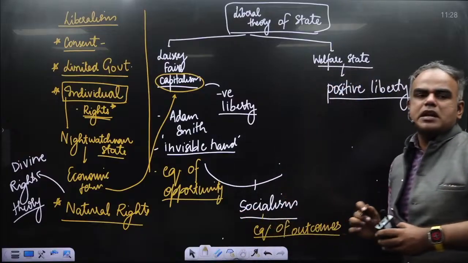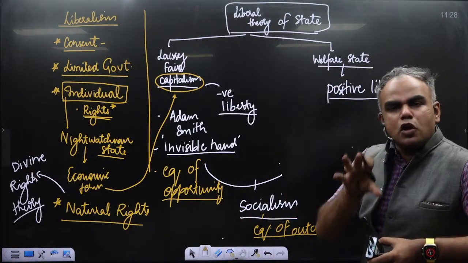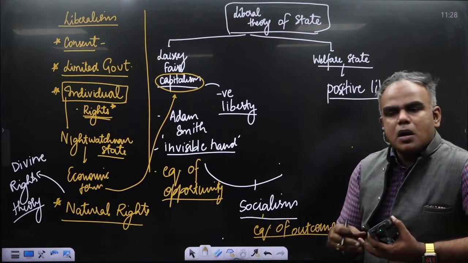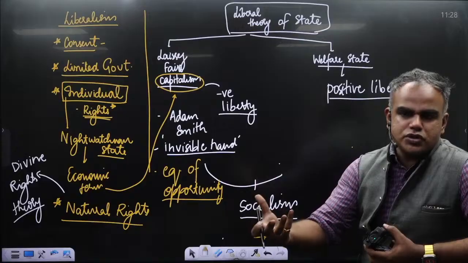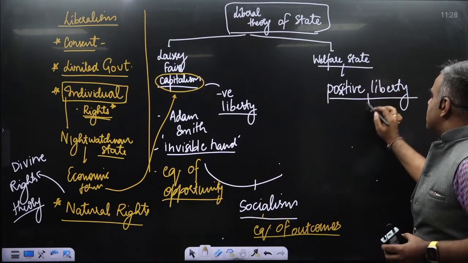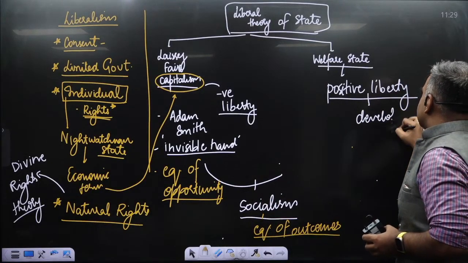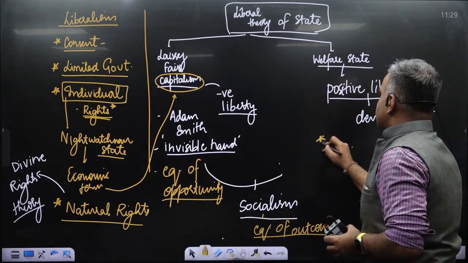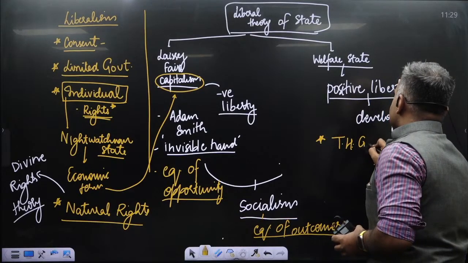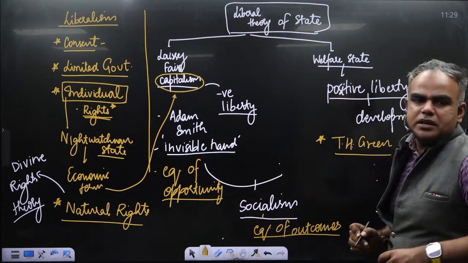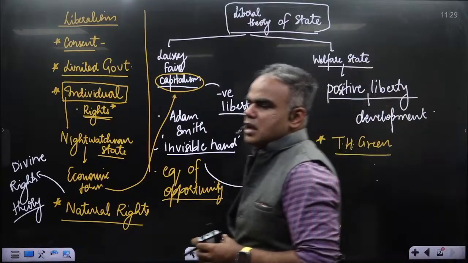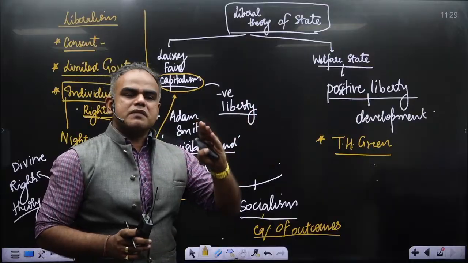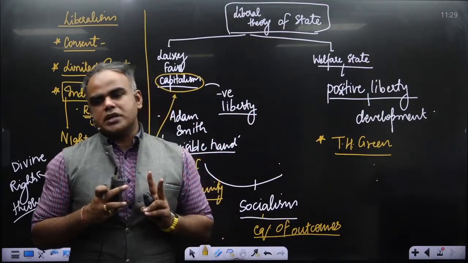What is positive liberty here? It is the intervention of the state to ensure development for the people, either in education or in health or in creating institutions. So positive liberty is associated with development, the main thing. And here we will see a very prominent person, T.H. Green, one of the most important persons related to the welfare state, who would talk about why positive liberty and why intervention of the state is very important.